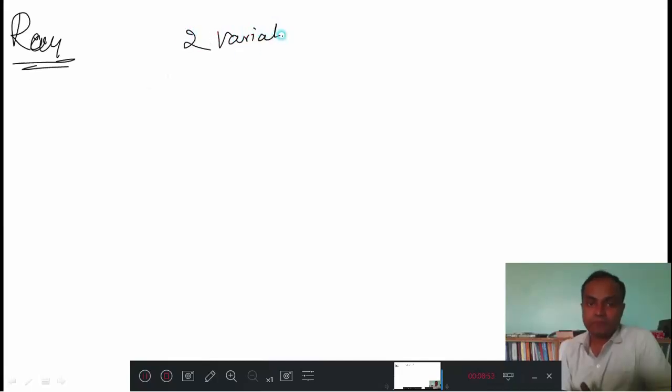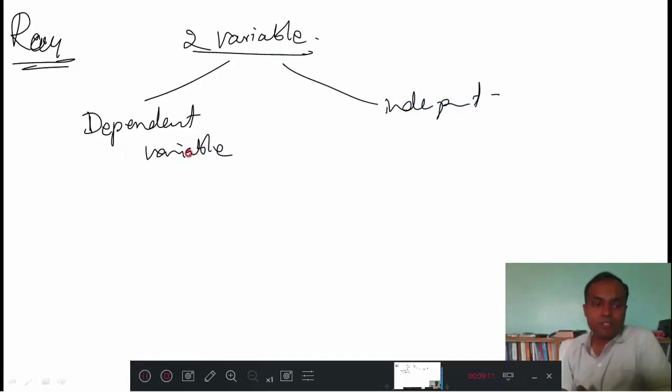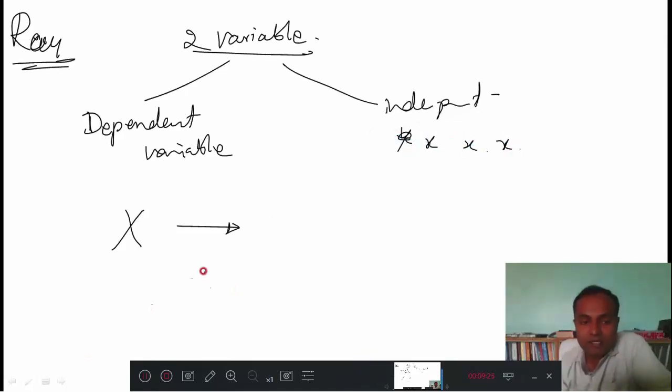Understood? The same way, in Rayleigh's method we will have two variables. The first one is the dependent variable, and the second one is the independent variable. If I call the dependent variable x, and this x depends on so many independent variables, they are small x's. Then how do I write a general equation? Then x is a function of x1, x2, x3, like that, xn.